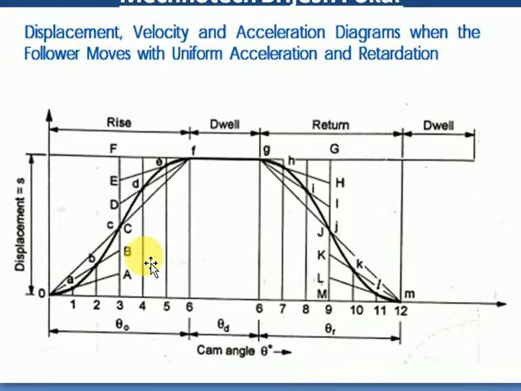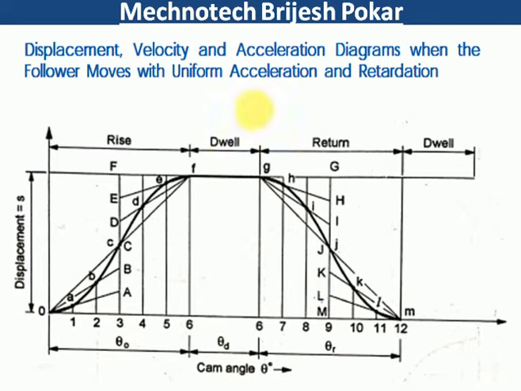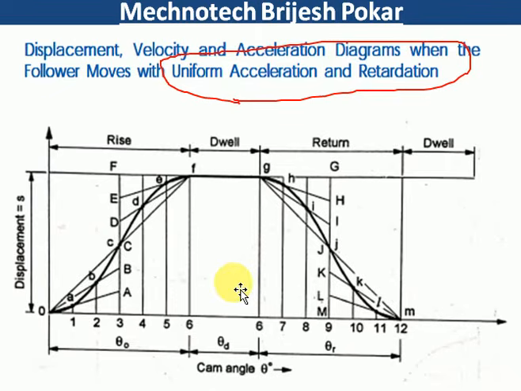Now let us see the third one, that is uniform acceleration and retardation. Okay, so this is the displacement diagram for uniform acceleration and retardation. So now you know theta O, that is the raise period, this is a dwell period, it means no motion of the follower, this is a return period, the follower returns in this period, and again this is a dwell period. Okay, now in uniform acceleration and retardation we have to divide this into 6 equal parts, and also from the middle we have to divide this into 6 equal parts.